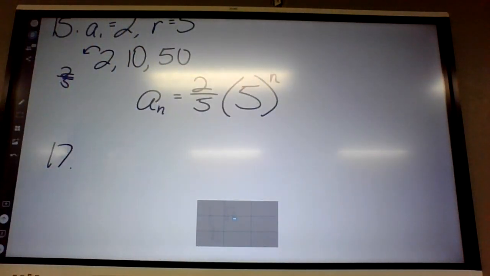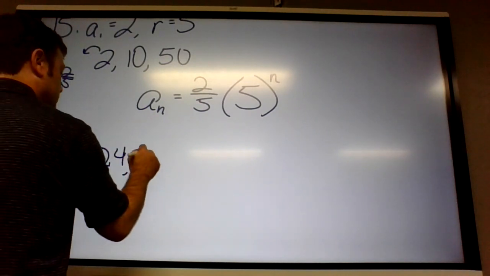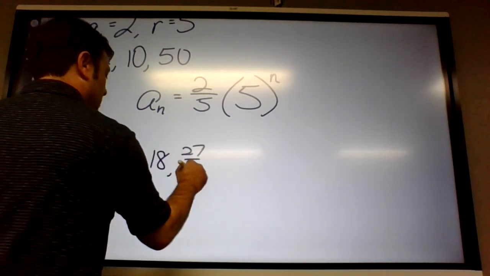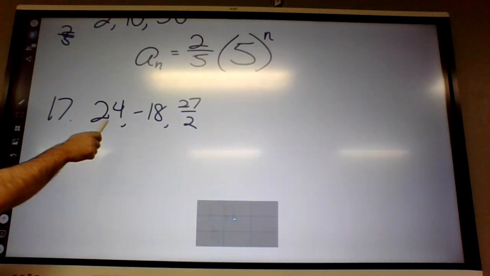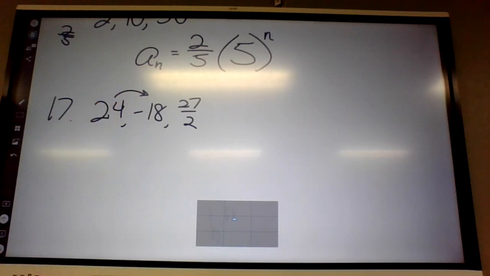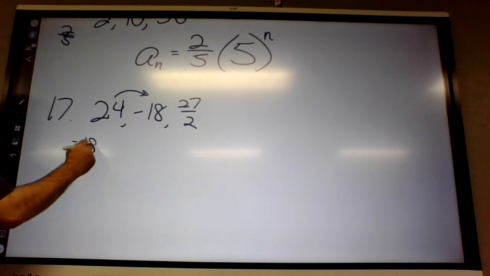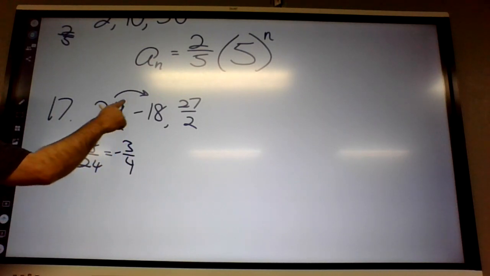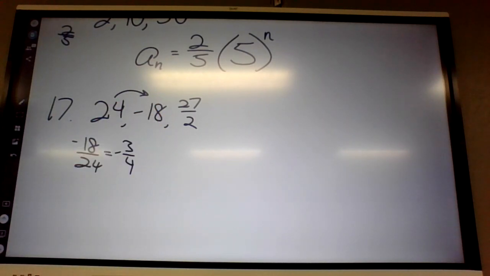Number 17. This one is 24, negative 18. Okay, so how do we get from there to there? Or what do I do to figure it out? Negative 18 divided by 24. If you divide those by 6, that's negative 3/4. So the common ratio is negative 3/4.